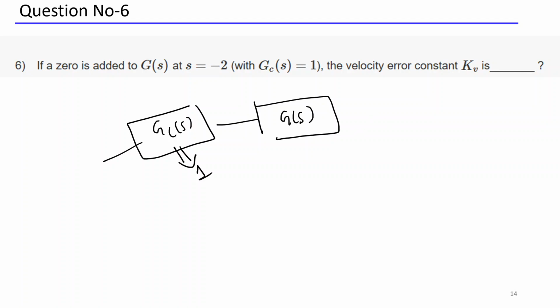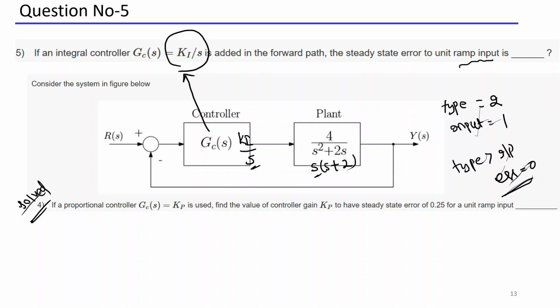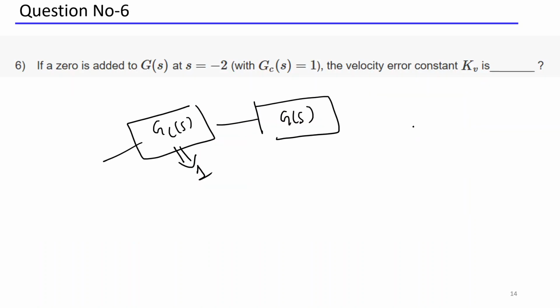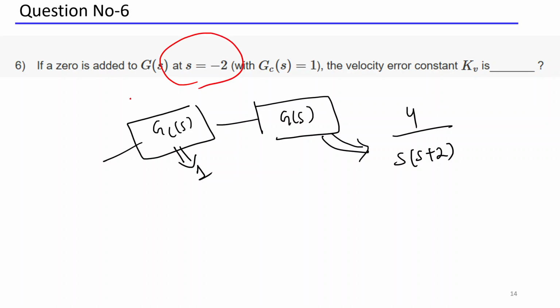So previously what is the value of your plant transfer function? 4 divided by S square plus 2S, which means 4 divided by S into S plus 2. This is your plant transfer function earlier. Now in this transfer function you are adding a 0 at S equal to -2. So adding a 0 means you are adding S plus 2. Now this is the overall transfer function, this is your open loop transfer function.